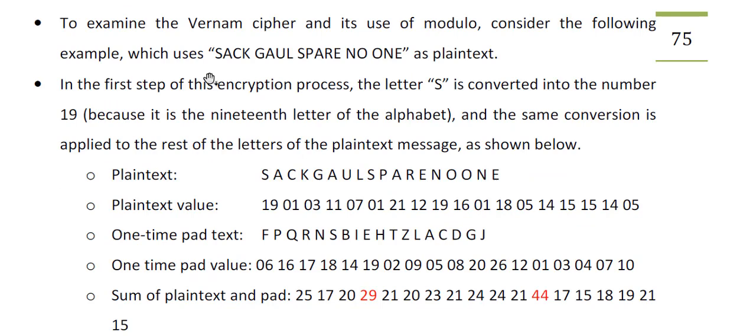Okay, so here is a real example of using the Vernam cipher. Let's say we want to encrypt this sentence, "sack gold sperm 1". We convert each character to a number. Let's say here S is converted into 19 because it is the 19th letter, A to 1, B to 2, and so forth. So this sentence will give us this value.